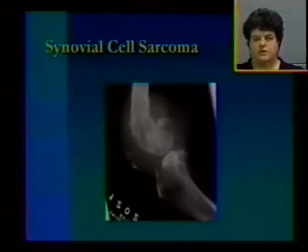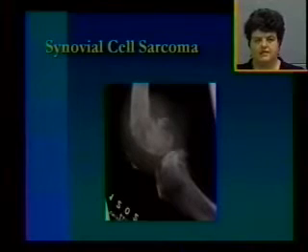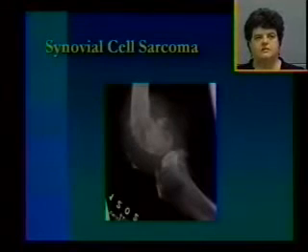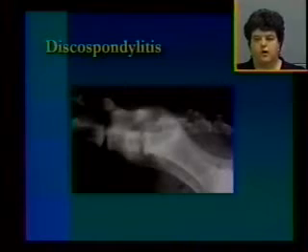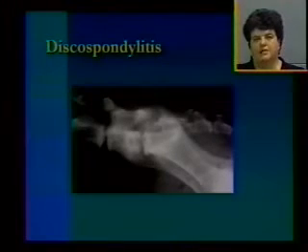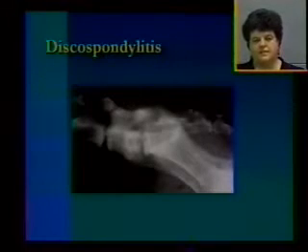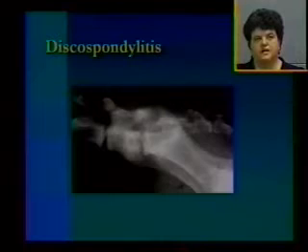But in the joints of a dog, the most common cause of an appearance like this is a synovial cell sarcoma. Just one more aggressive bone lesion. They can occur in the axial skeleton. They don't only occur in the appendicular skeleton. And what we see at this lumbosacral junction is discospondylitis.